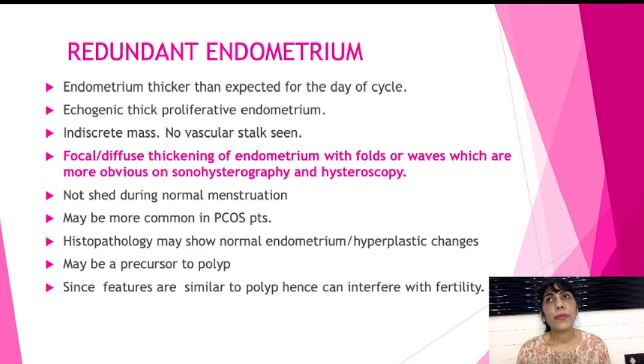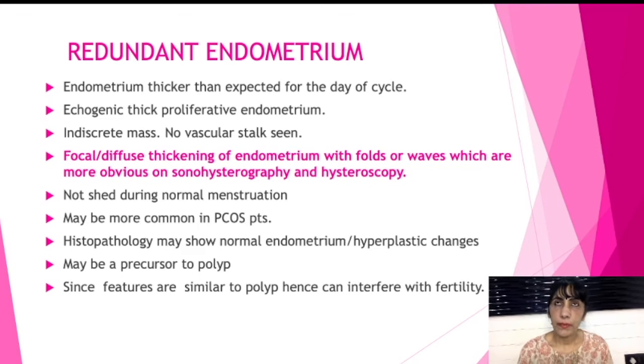But if I find the endometrium to be thicker than what I expect at that day of the cycle, or I find that the endometrium looks very echogenic and thick in the proliferative phase, then I get a doubt that there could be something abnormal. Now, what can that something abnormal be? For endometrial thickening, we are aware of two entities. The first is endometrial hyperplasia; right now, I'm talking about benign things. Endometrial hyperplasia is diffuse thickening of the endometrium, and the other is endometrial polyp, which is focal thickening of the endometrium.